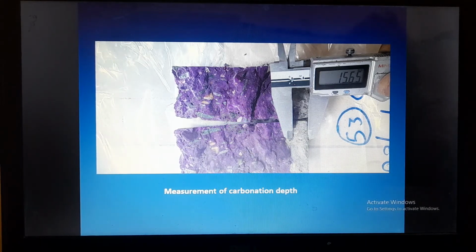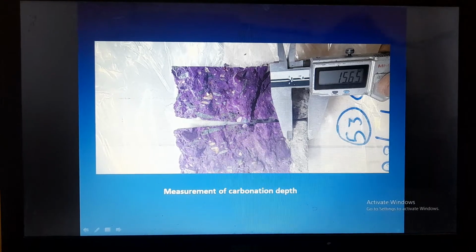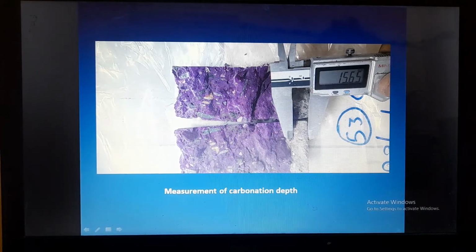With the phenolphthalein indicator, when the concrete has calcium hydroxide, it changes into pink color. When the concrete doesn't have calcium hydroxide, it stays gray. Initially in concrete you have calcium hydroxide, and after the reaction with CO2, the calcium hydroxide will convert into calcium carbonate. This is the part of the structure that is affected with carbonation. You can see here the depth of carbonation is around 15.65 mm.